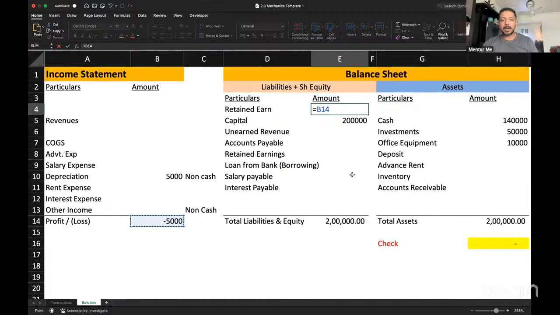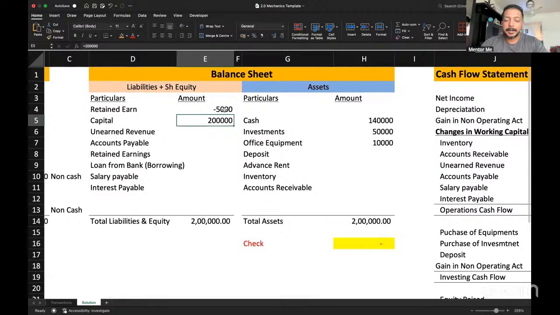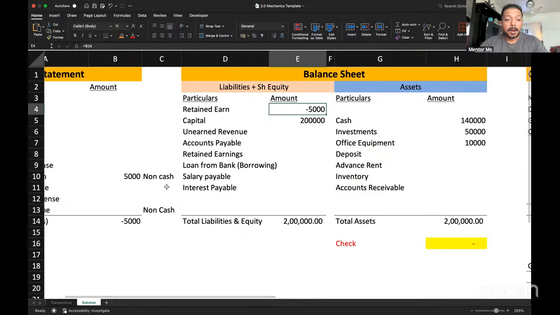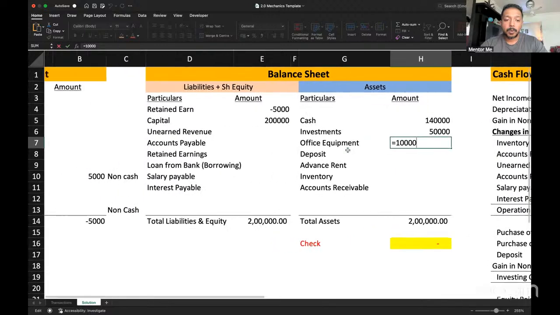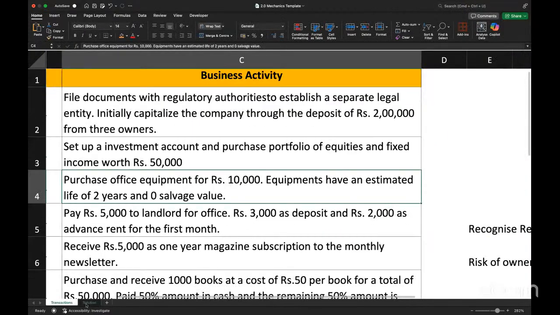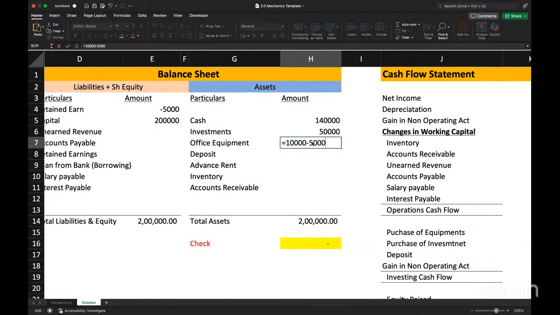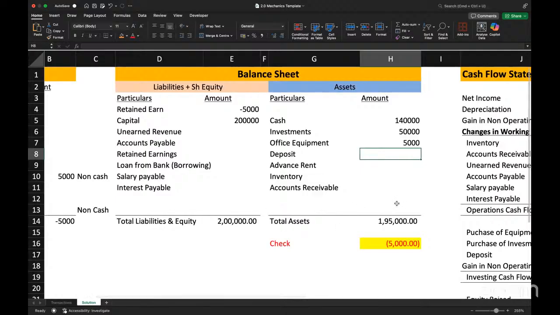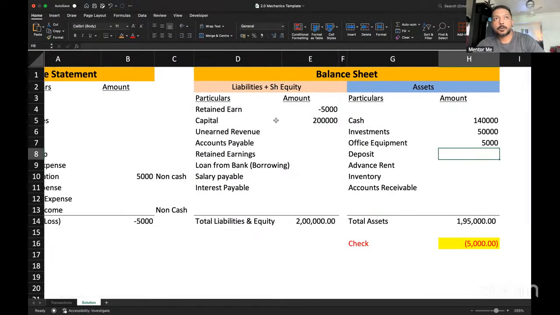For example, since we depreciated the asset, you can see that the retained earnings has reduced by minus 5,000. Now on the equipment side, what was the equipment value? 10,000. Let's reduce this by minus 5,000. Now, obviously, there's a misbalance, right? So figure out what could be the counter entry for it to balance.